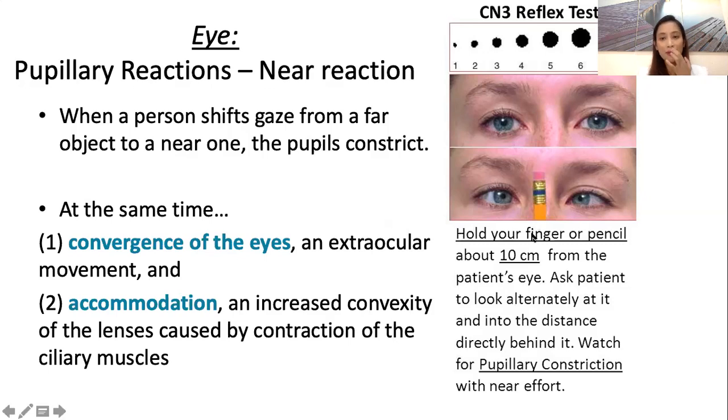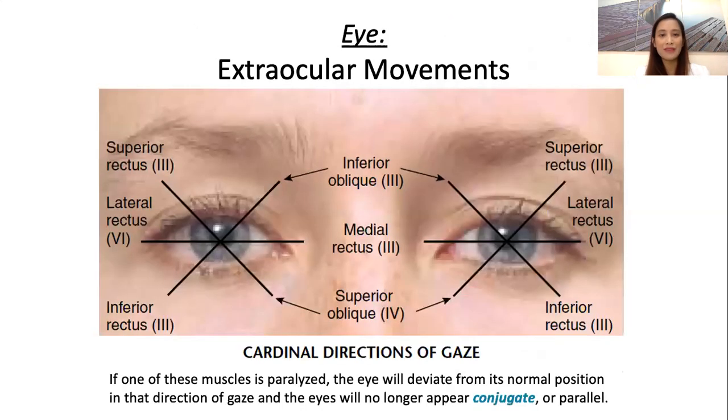So how do you do that? You hold your finger, if you're the examiner, or a pencil about 10 centimeters from the patient's eye, and you ask the patient to look alternately at it and into the distance directly behind it. And then you move it towards the near and watch the reaction of the pupil. You can test this on another household member in the house, so you can practice and actually see for yourself the different pupillary reactions.